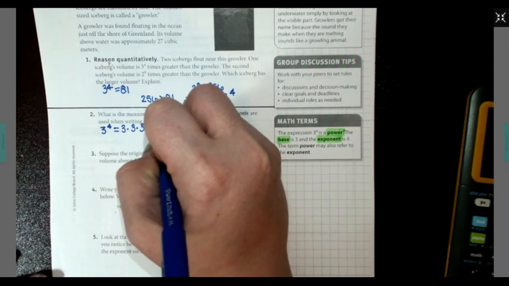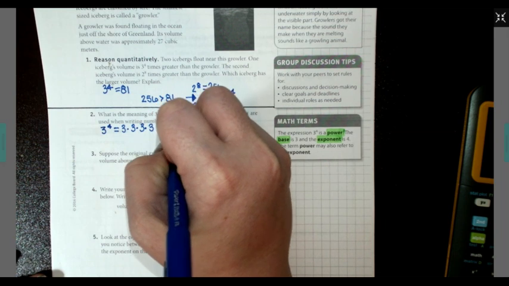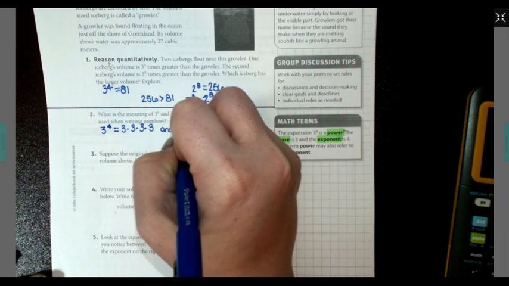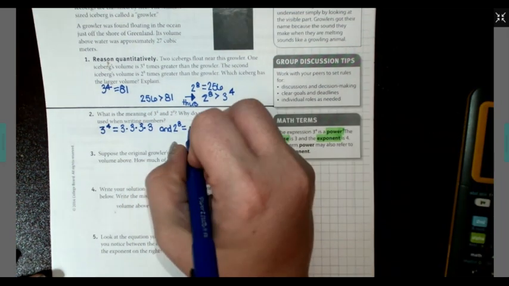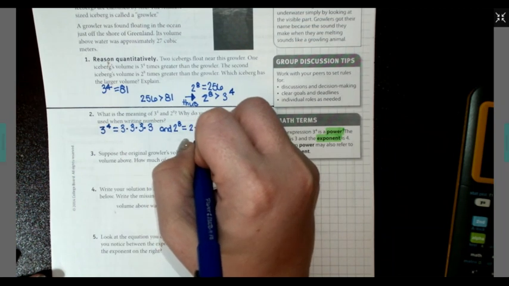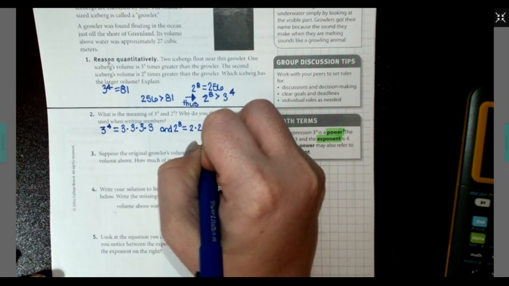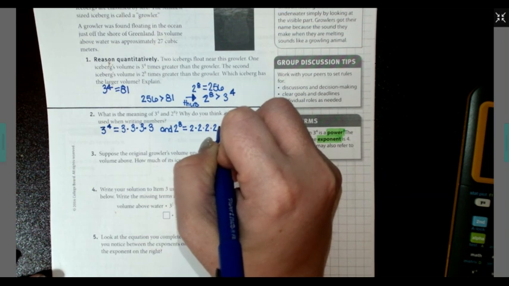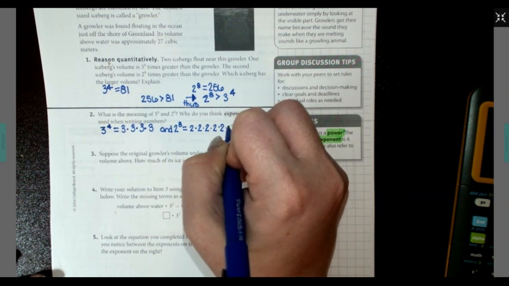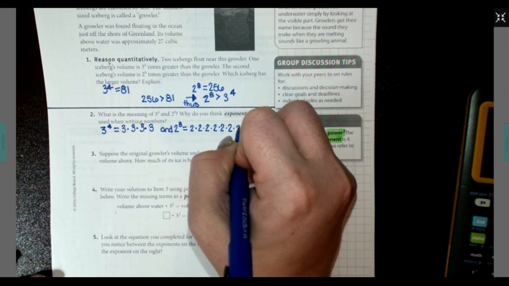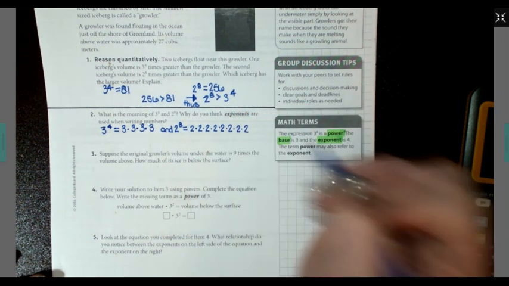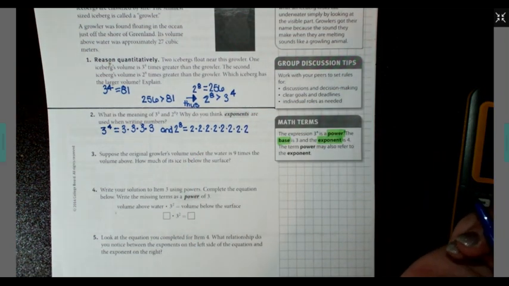And 2 to the 8th means, you guessed it, 2 times 2 times 2 times 2 times 2 times 2 times 2 times 2. Ooh, 8 twos.